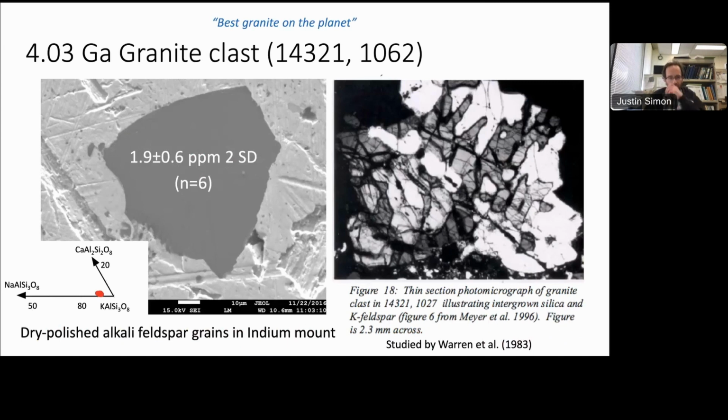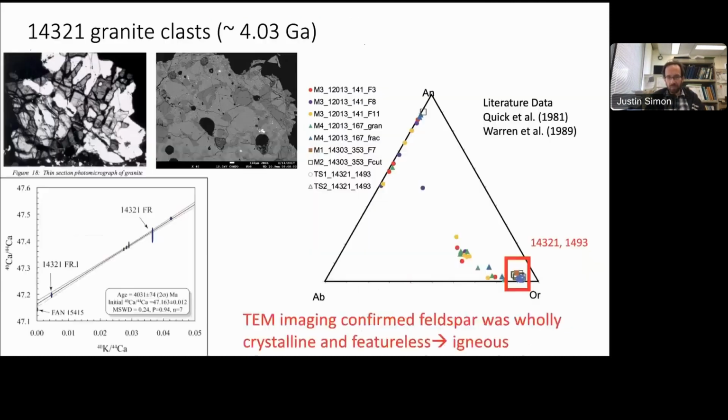And so then finally, looking at this relatively young granite, best granite on the planet, looking at the mineral chemistry, and I won't show much of it because it's kind of boring, but looking at the microstructures, we see that we have what we expect compositionally for an orthoclase, a potassium-rich feldspar. It has a very tight composition, has not lost those alkalis.